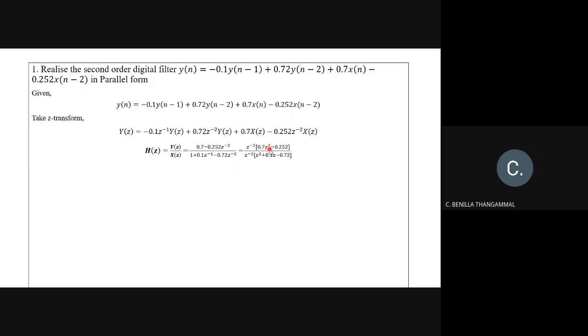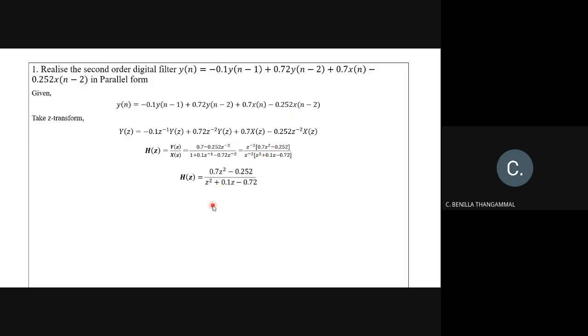To do the partial fraction method, the first condition is that your H(z) should be in positive powers. Here it is in negative powers, so I'm changing it into positive powers. I'm taking z to the power minus 2 commonly out so that the numerator becomes positive. The maximum power in the denominator is also z to the power minus 2, so I'm just taking it out so that the z to the power minus 2 terms get cancelled. So I'll be getting my H(z) in positive powers.